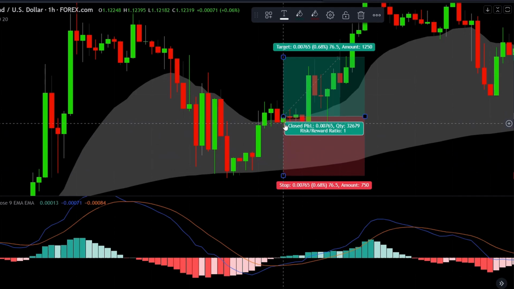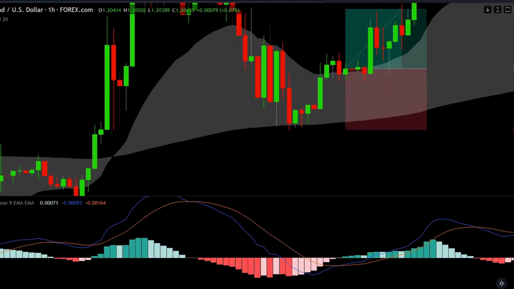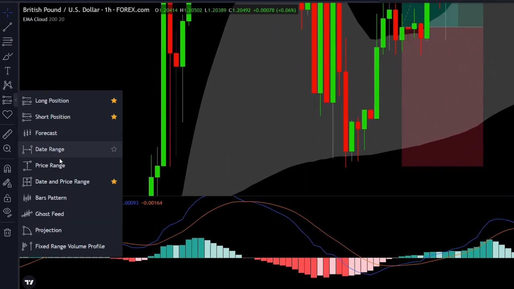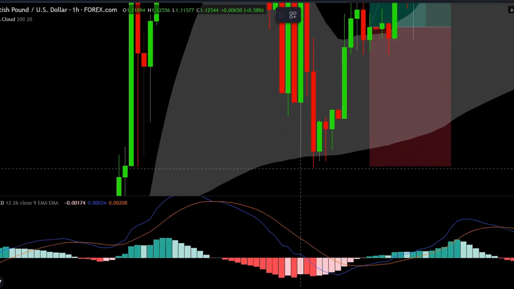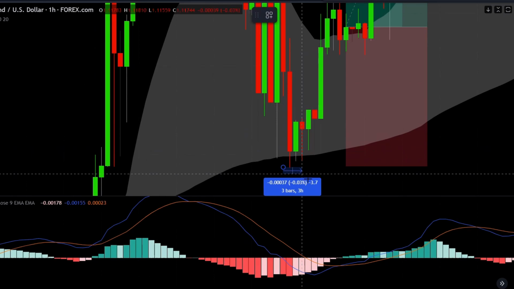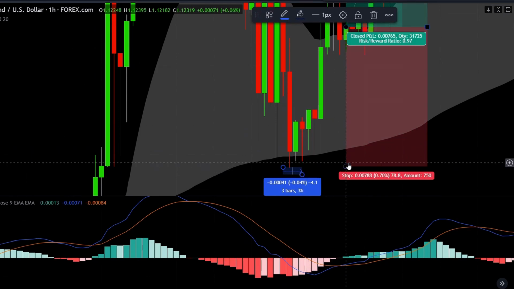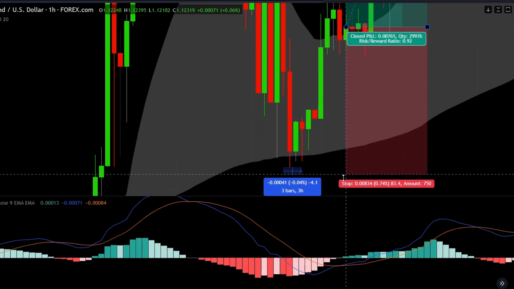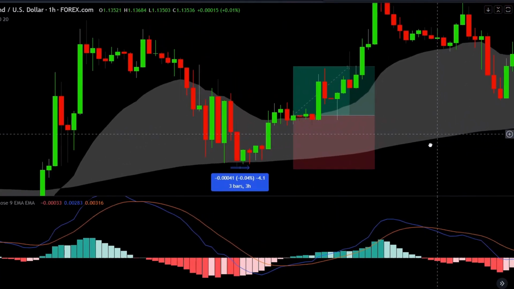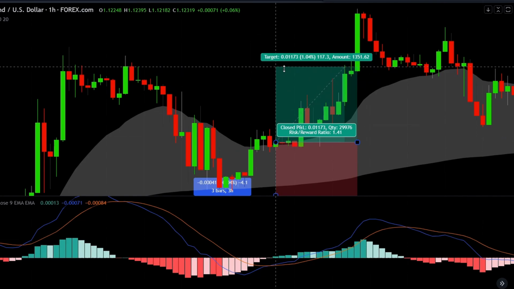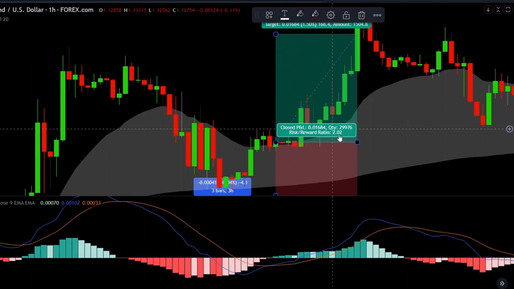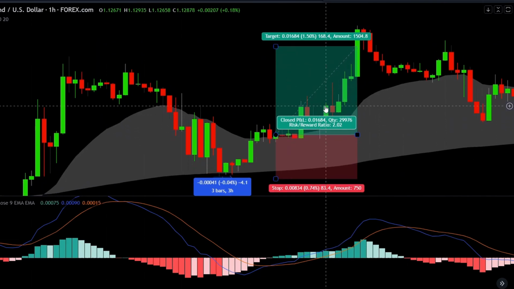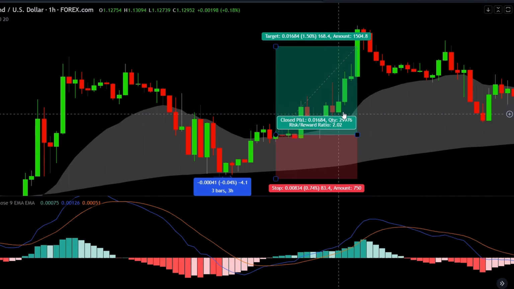For the stop loss, count back 10 candles, 1, 2, 3, 4, 5, 6, 7, 8, 9, and 10, and find the lowest point and measure out 4 pips. For that, I am going to use again the date and price range tool, and it will be around here. Put your stop loss there, and the take profit target will be a 1 to 2. Right there. And as you can see, this trade was another winning one.